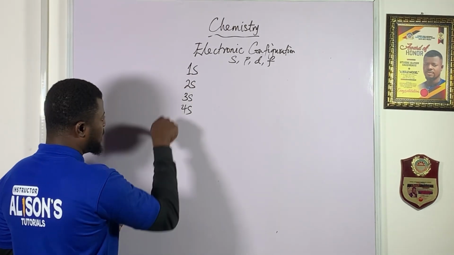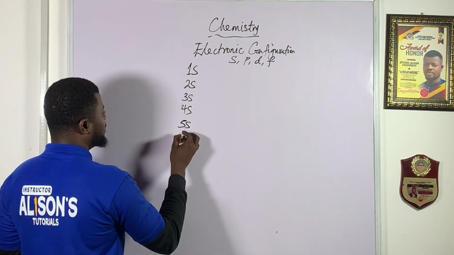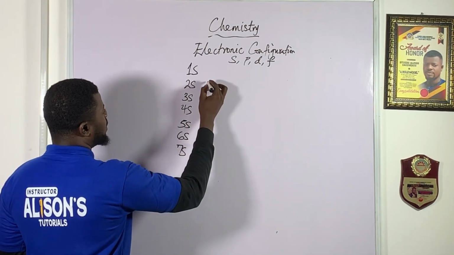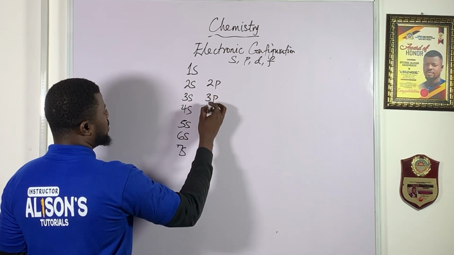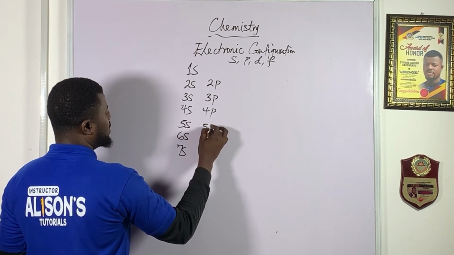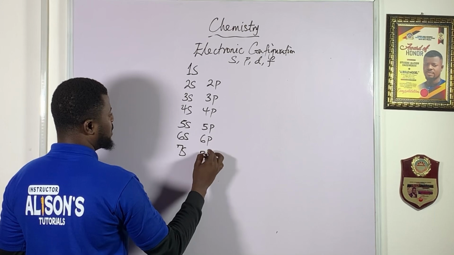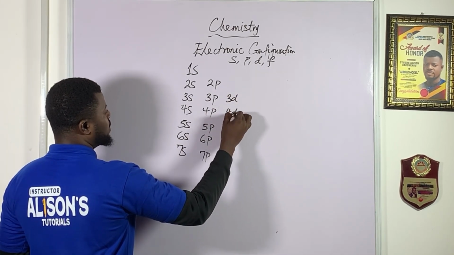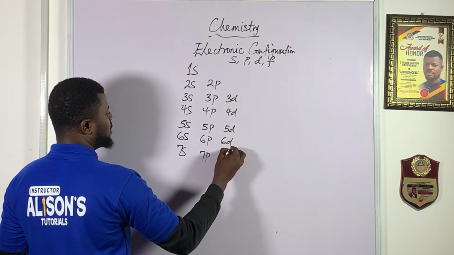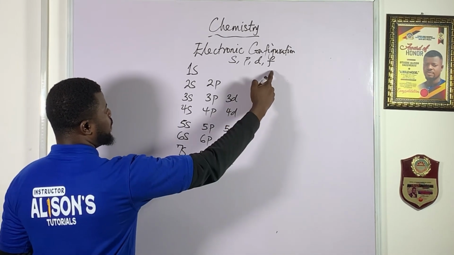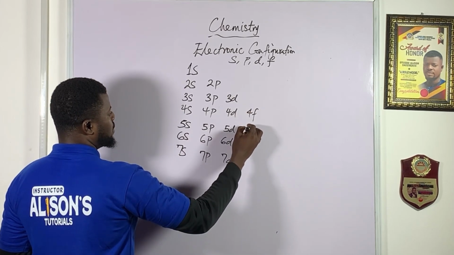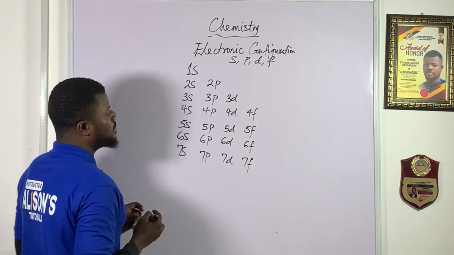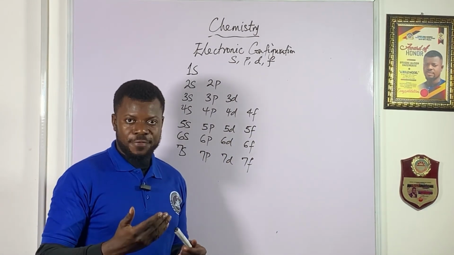So this is the arrangement. Please learn this right now. Then we have 5s, 6s, and 7s. Then I want to move to the p orbital. So we have 2p, 3p, 4p, 5p, 6p, 7p. Done. To the d orbital, we have 3d, 4d, 5d, 6d, 7d. To the f orbital, we have 4f, 5f, 6f, and 7f. That is it.